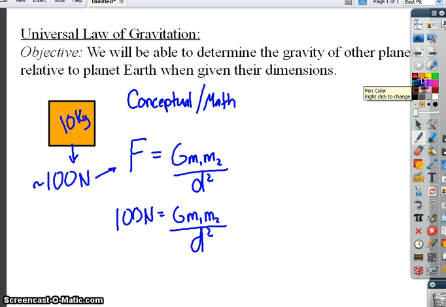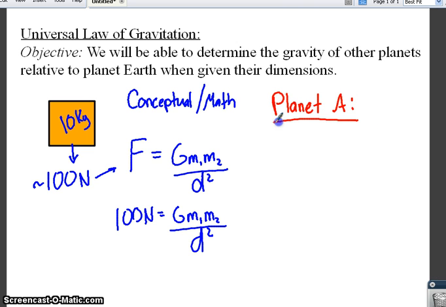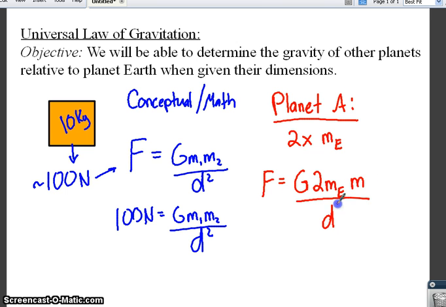So what if we were on a different planet? We'll call it planet A. We're on planet A, and planet A is 2 times the mass of Earth. Everything else is the same radius, so it's much more dense, and it's 2 times the mass of Earth. So, we have our equation. F equals G times 2 times the mass of Earth, times the mass of the object, over d squared. You notice the only thing that changed is that 2 right there, 2 times the mass of Earth.